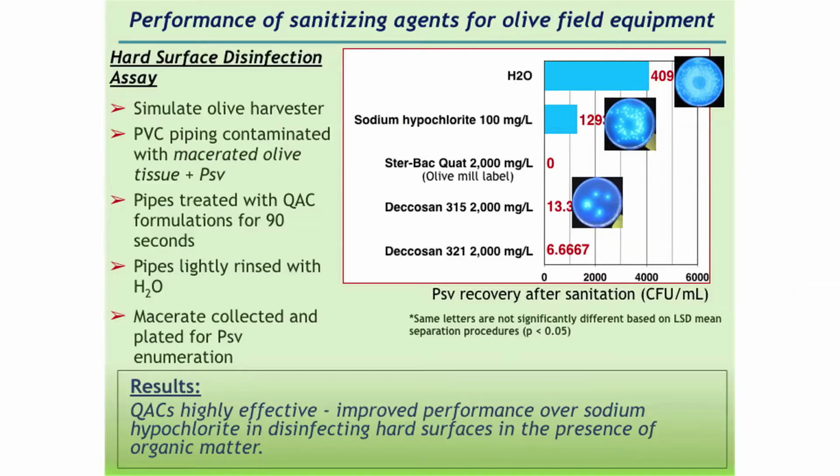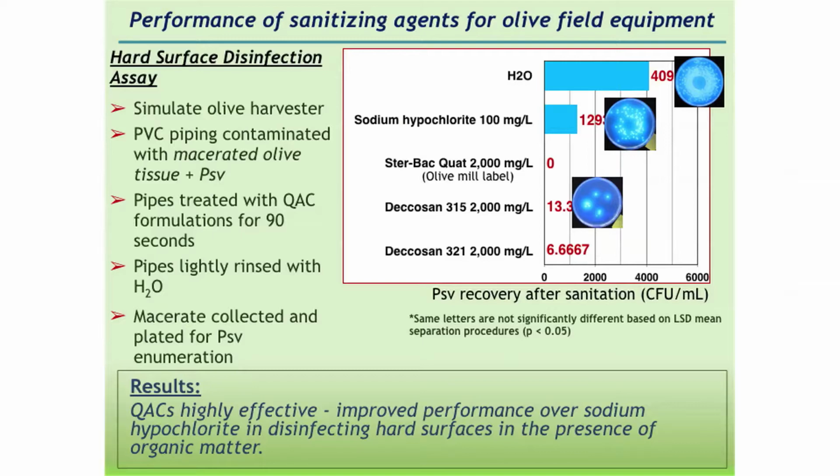When we use sodium chloride, we get it down to a reasonable level, about 1,000. But when we use Stairback Quat, the one they use in the olive mills, it brought it basically down to zero, just a few cells left. And again, a few cells aren't going to cause disease. It takes thousands of cells to cause disease, like I showed earlier.